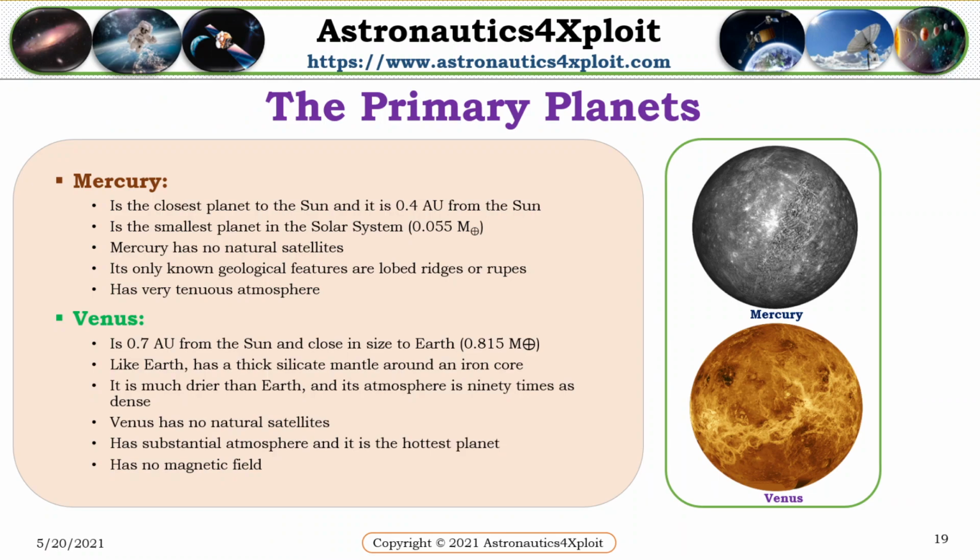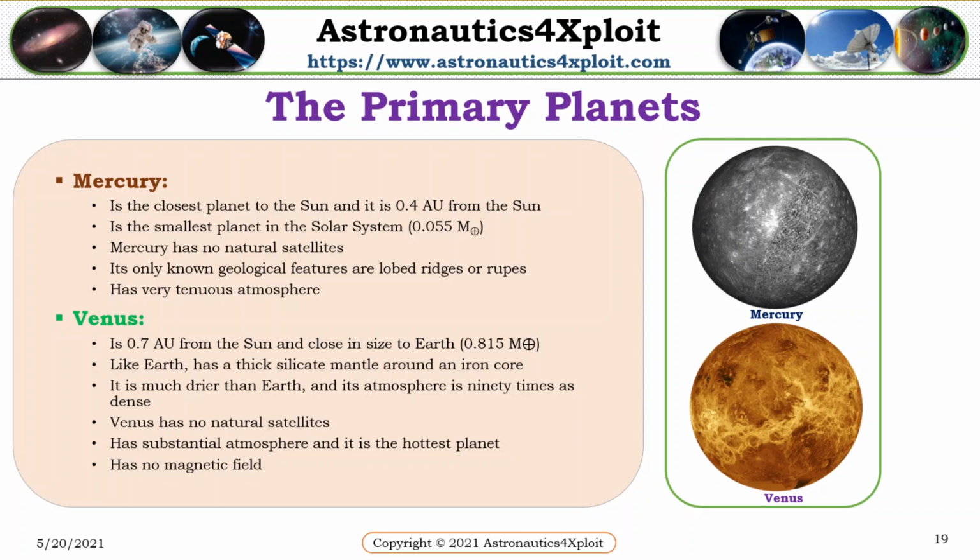Mercury. Mercury is the closest planet to the Sun, and it is 0.4 astronomical unit from the Sun. It is the smallest planet in the solar system, and Mercury has no natural satellites. Its only known geological features are lobed ridges or rupes, and it has a very tenuous atmosphere.